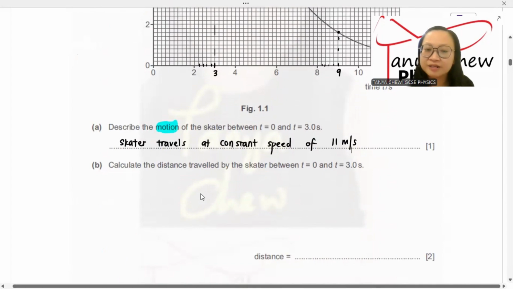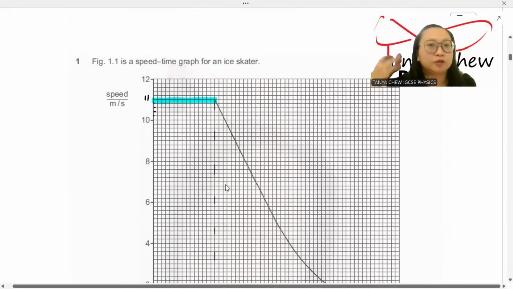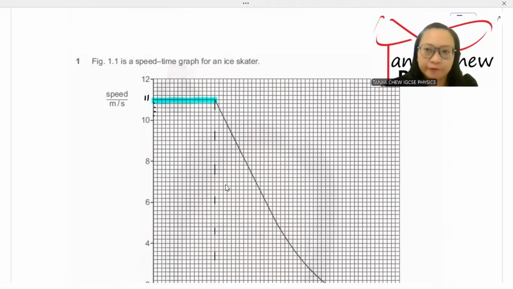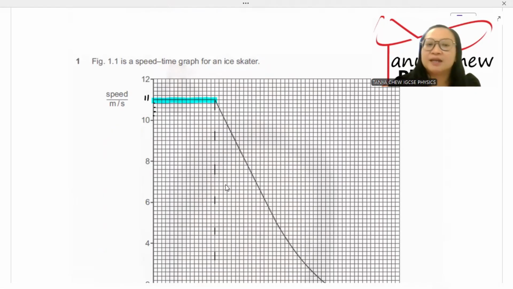Now, part B: calculate the distance traveled by the skater between t equals 0 and t equals 3 seconds. When a graph is given, bear this in mind: there are 2 pieces of information you can obtain from the graph. One is the gradient of the graph. The other is the area under the graph. In this case, since this is a speed time graph, the area under the graph represents the total distance traveled by the skater, and the gradient of the graph represents the acceleration.